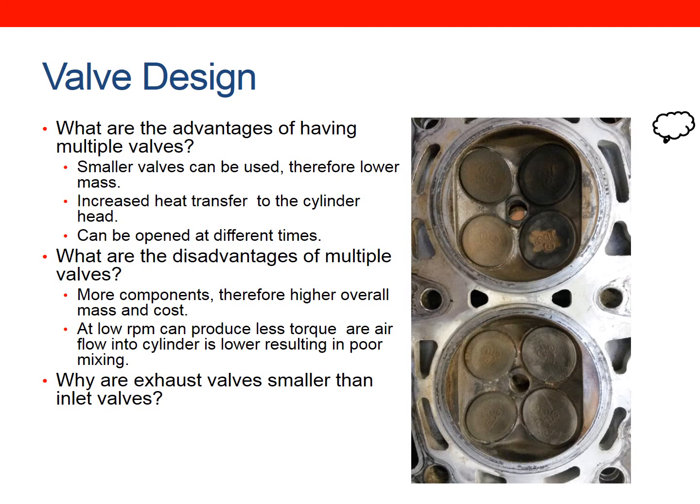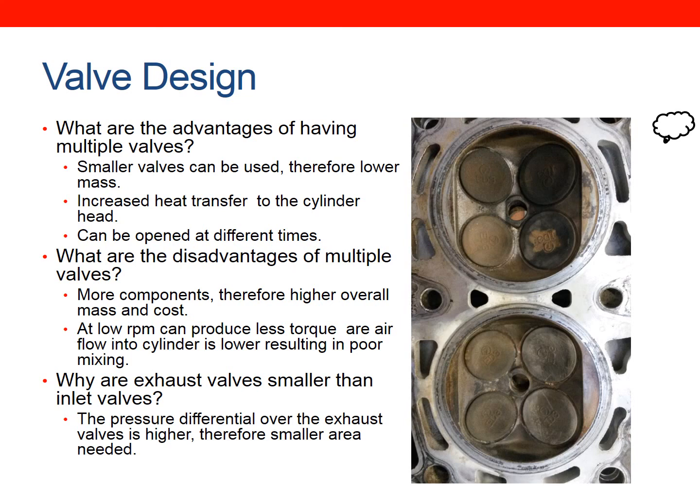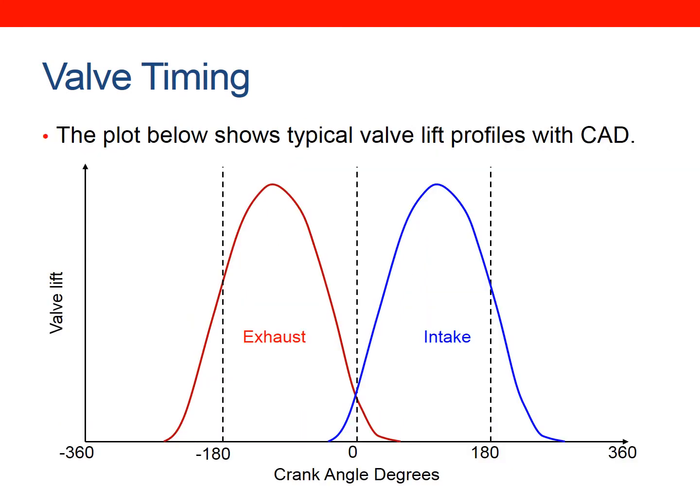During the exhaust stroke, you have higher pressures in the cylinder than you do in the ambient atmosphere. So because you've got a higher driving pressure, you don't need the same area, because you'll get the same mass flow through a smaller area because of the higher pressure ratio. So basically, that's the simple answer to that. It just comes down to a pressure differential. Okay, so valve timing.